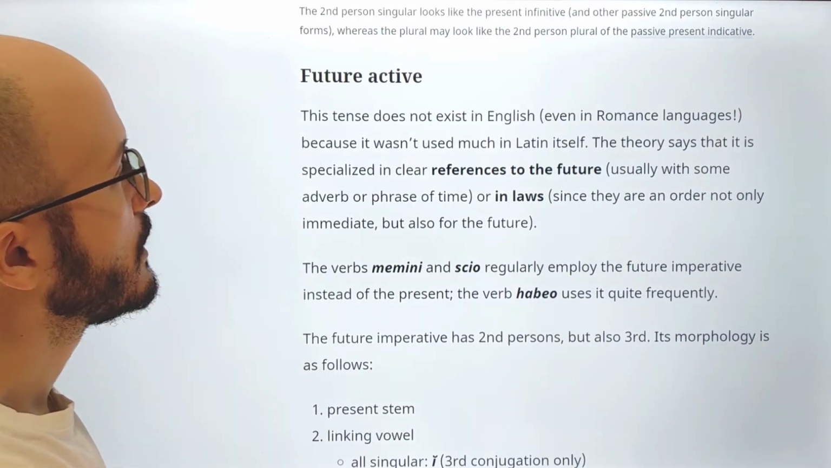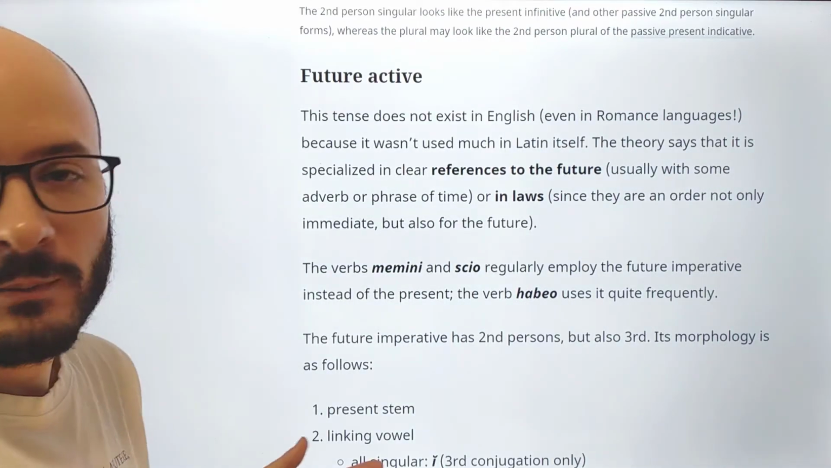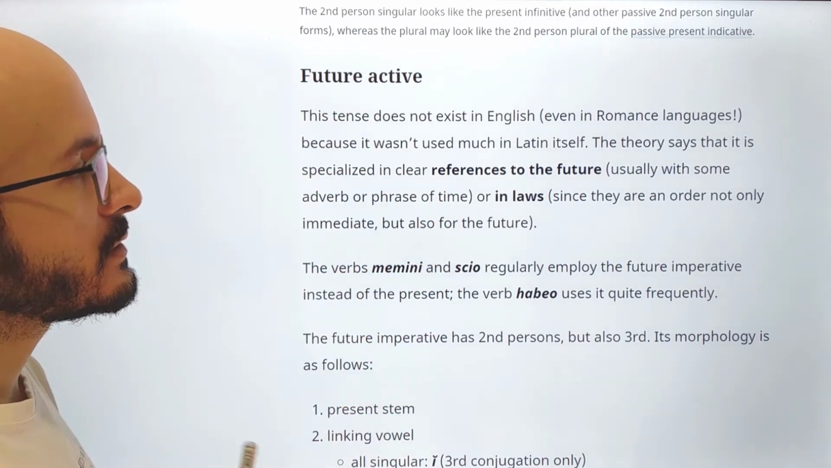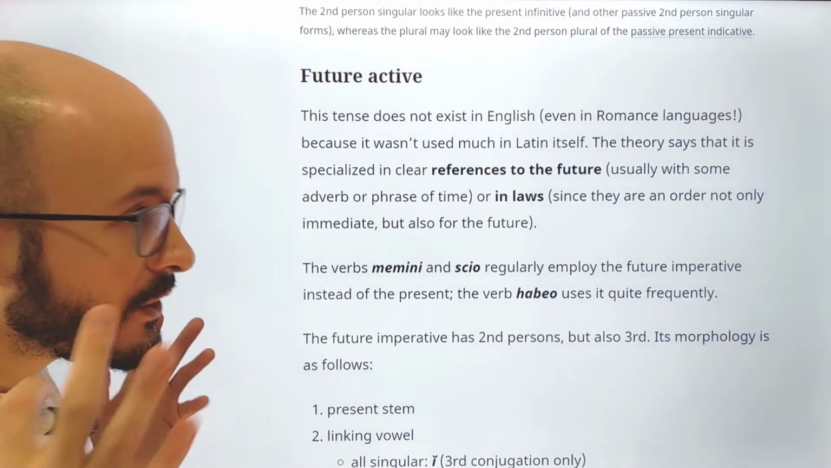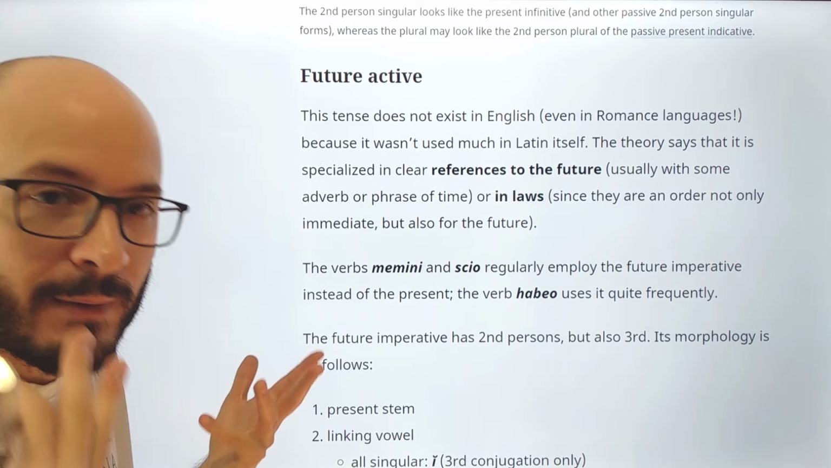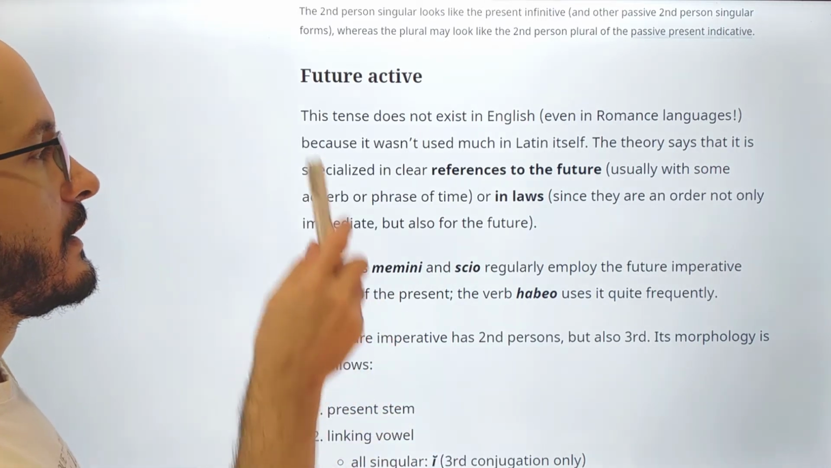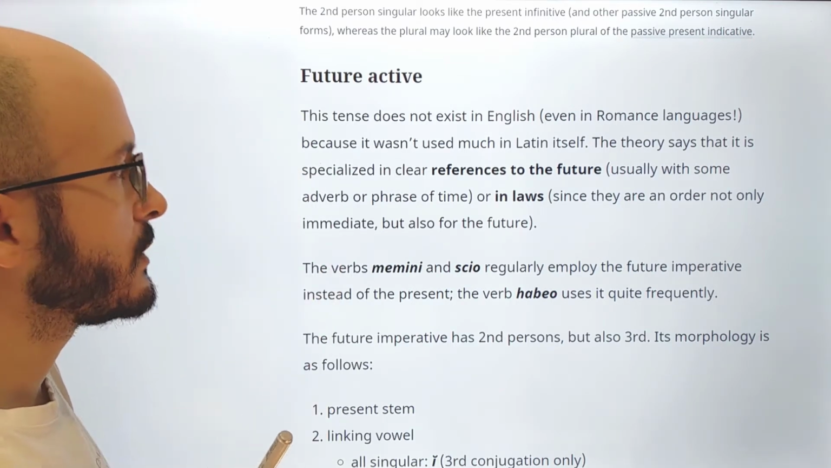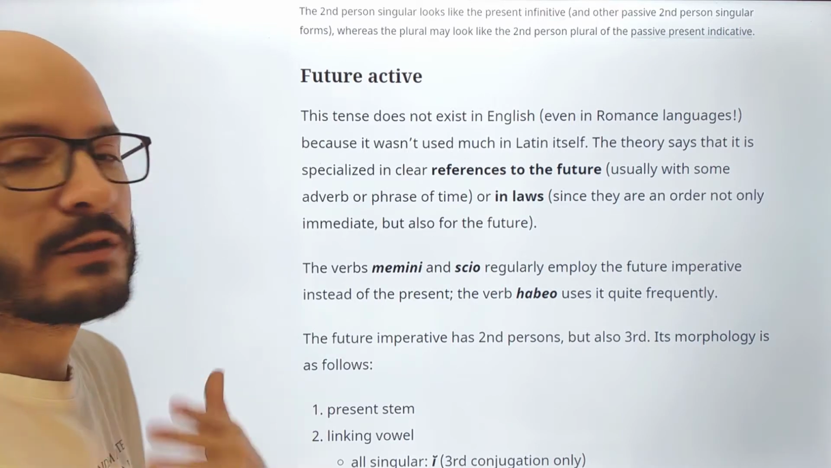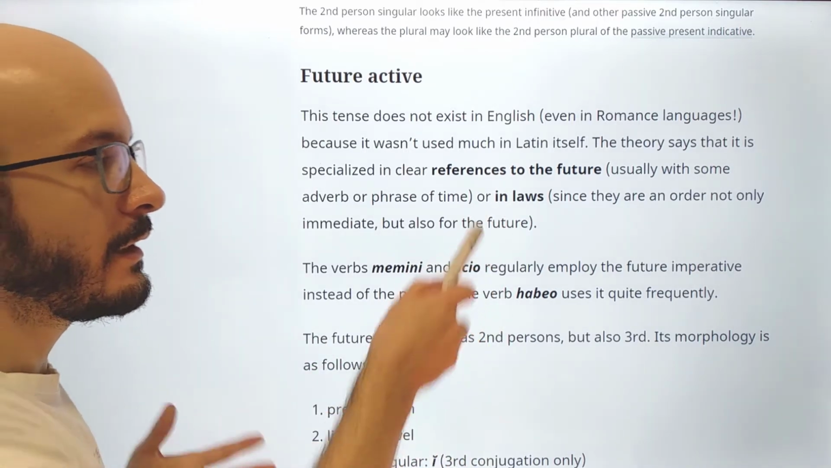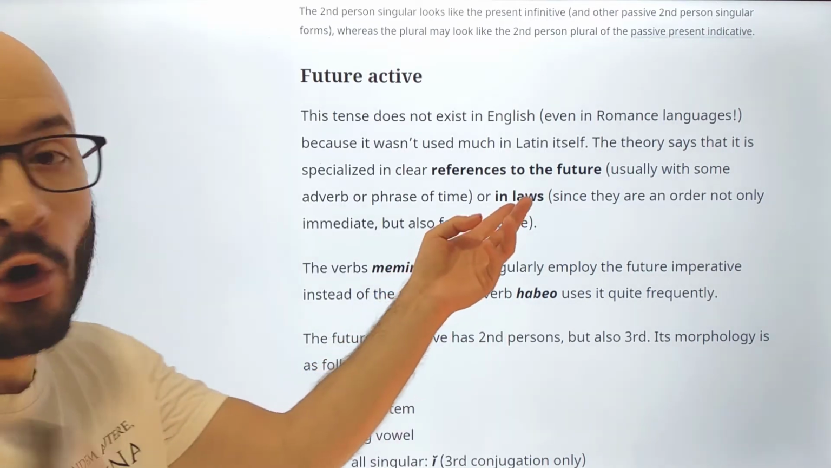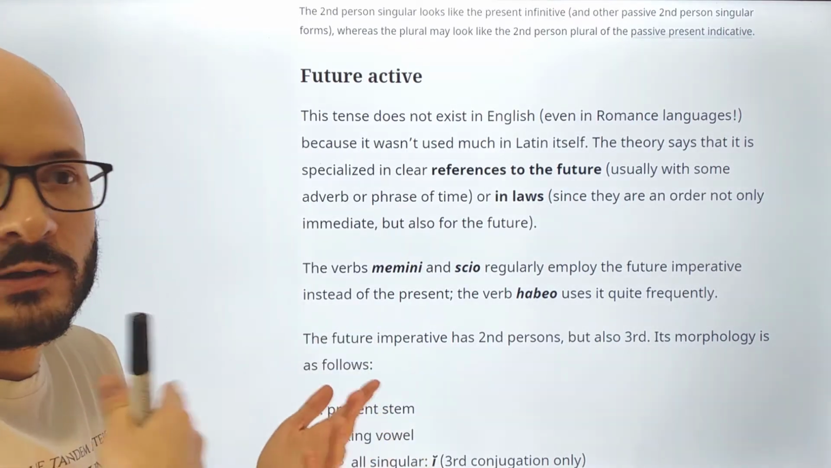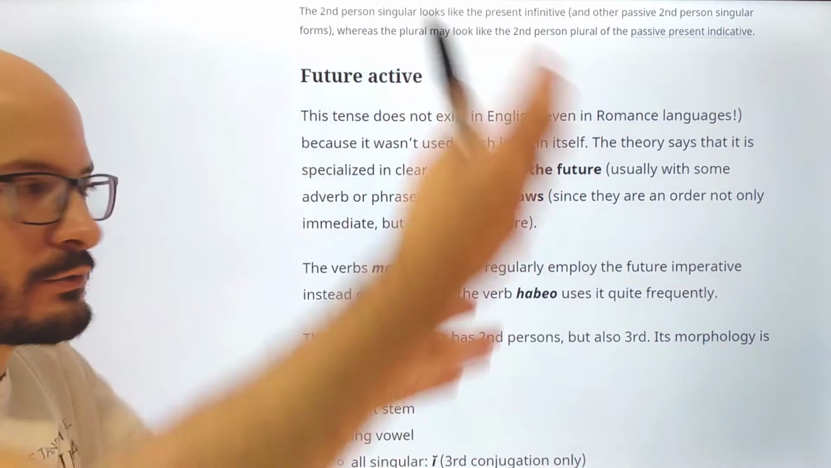Then the future active. This tense does not exist in English, or even in Romance languages. There is no future imperative, because it wasn't used much in Latin itself. The theory says, like what you find in grammars, that it is specialized in clear references to the future, usually with some adverb or phrase of time which indicates that it refers to the future, or in laws, since laws are an order not only immediate, like you have to do something right now, but now and in the next years, centuries, whatever.